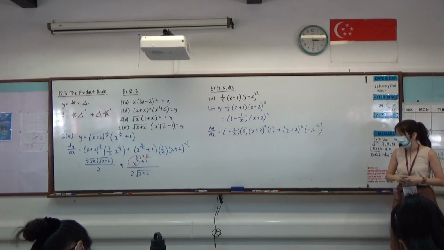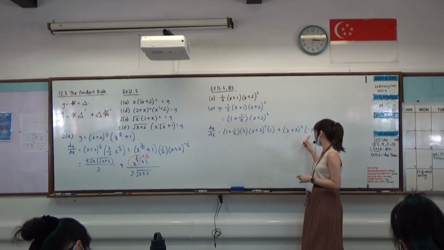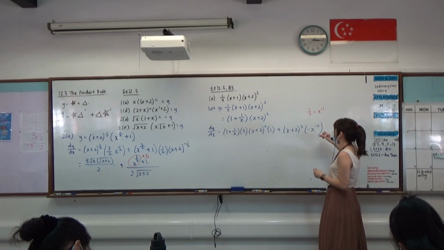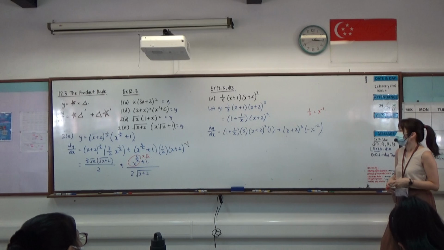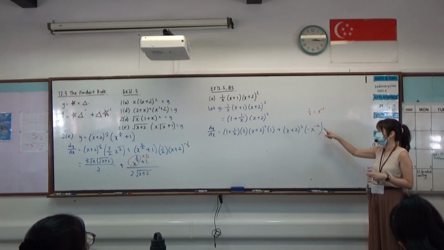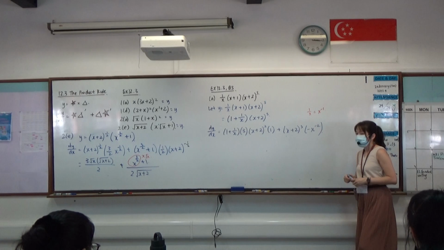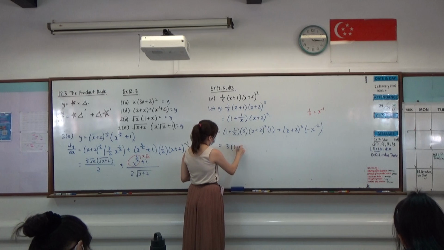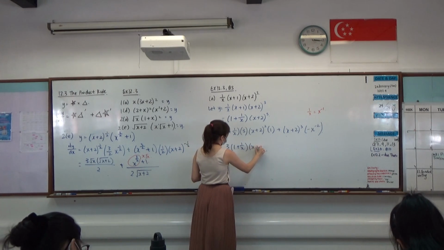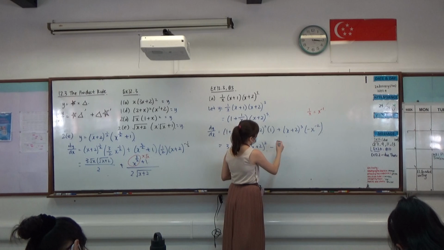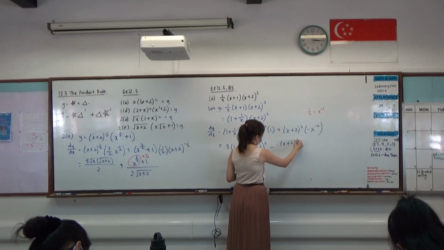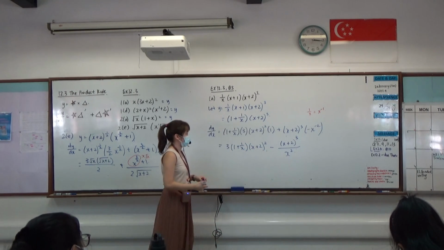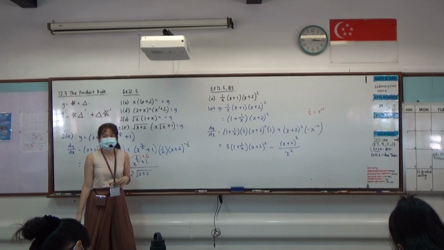The differentiation of 1 over x is negative x to the power negative 2, since it is the differentiation of x to the power negative 1. Then now we simplify it. So 3, 1 plus 1 over x, x plus 2 squared, minus x plus 2 cubed over x squared.